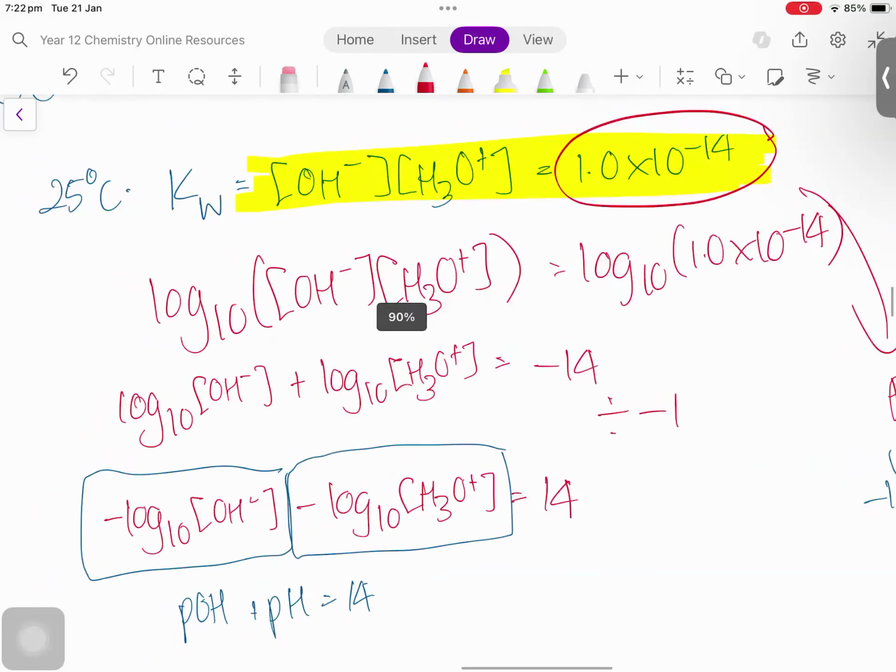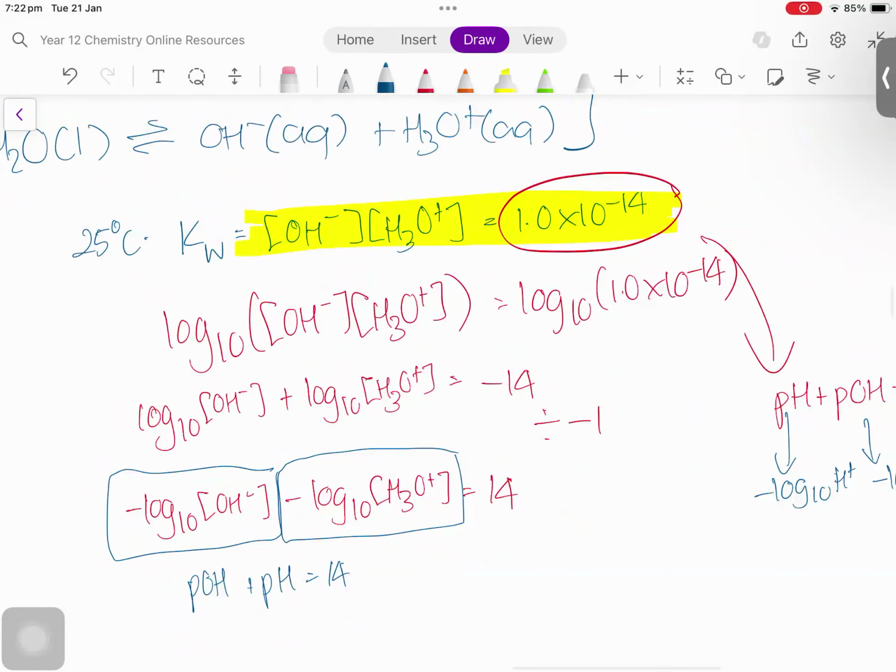Okay, so this is your proof, but the first thing I want to practice is just this part here. If you have concentrations, you don't need to go all the way to pH and pOH to convert it.